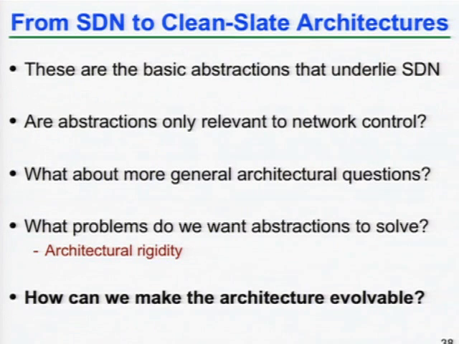And so why is that? And can we fix that problem? So the question is, how can we make the architecture evolvable? How could we design an internet architecture that's evolvable? And I've heard people talking about that for 15 years, and I've never heard a good solution proposed. I'm going to propose one in two slides.